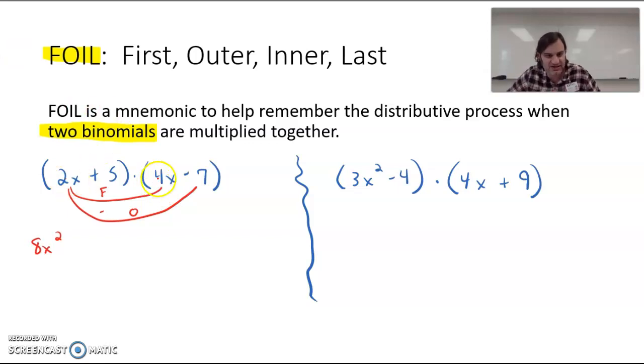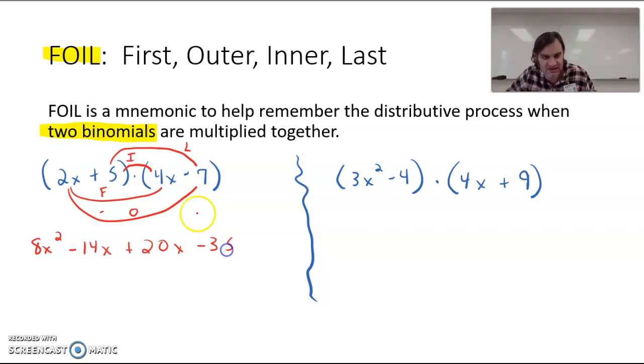So the first was the 2x times the 4x, which gave us 8x squared. The outer would be 2x and the negative 7, which will give us negative 14x. The inner will be the 5 and the 4x, which will give me 20x, and the last will be the 5 and the negative 7. So that will be negative 35. And in here there are some like terms, the negative 14x and the positive 20x. So when I combine those in the end, I will have 8x squared plus 6x minus 35.